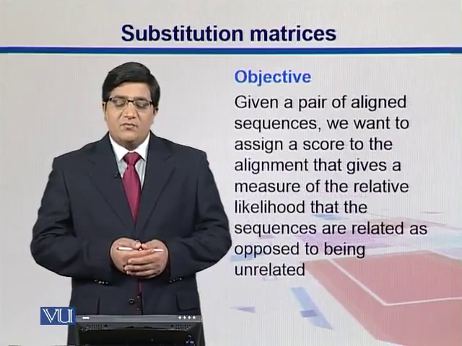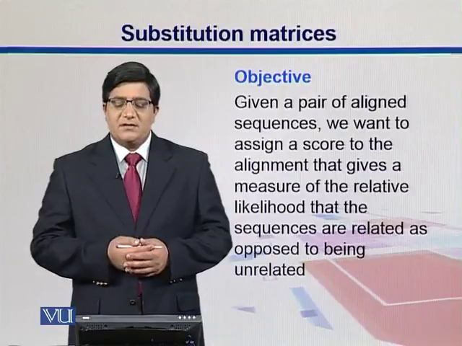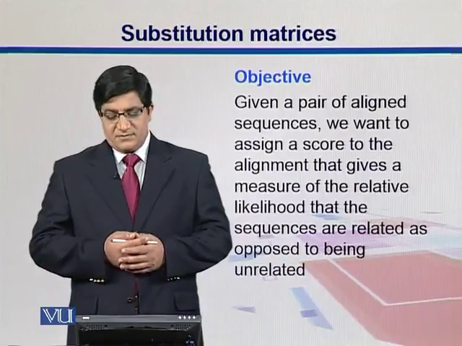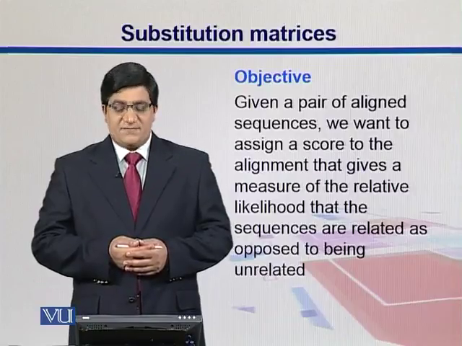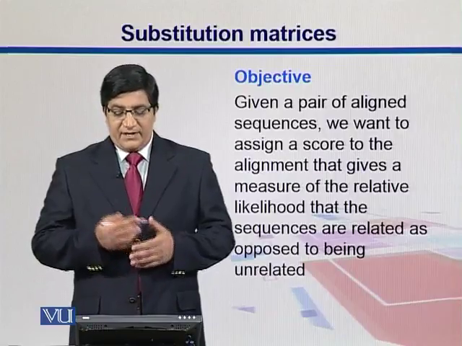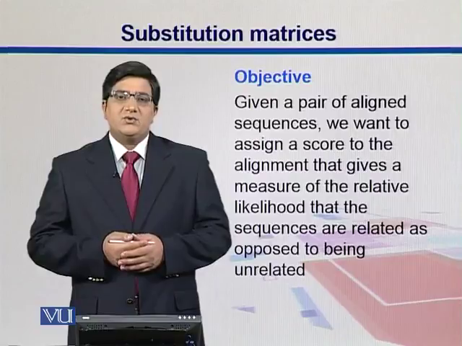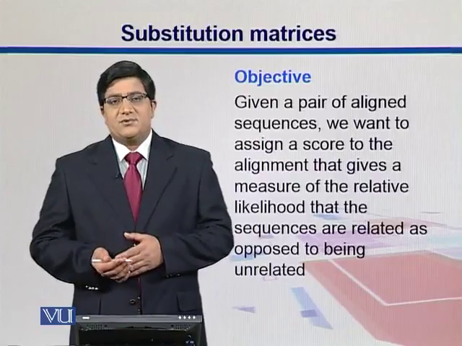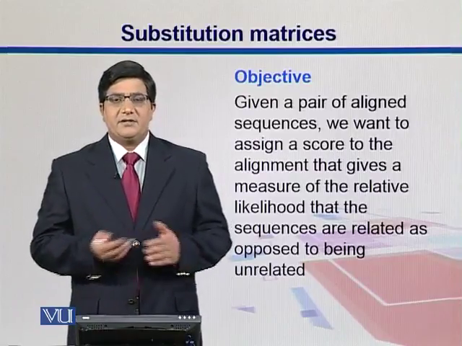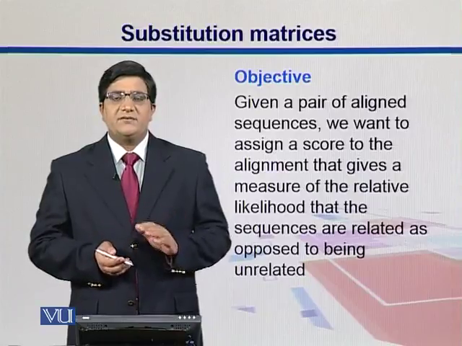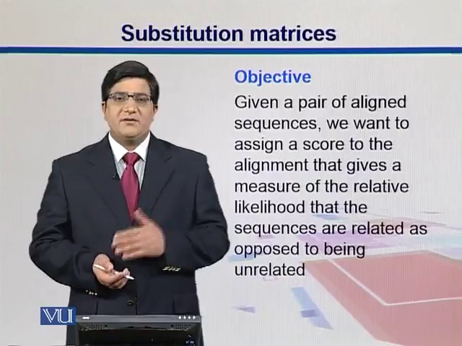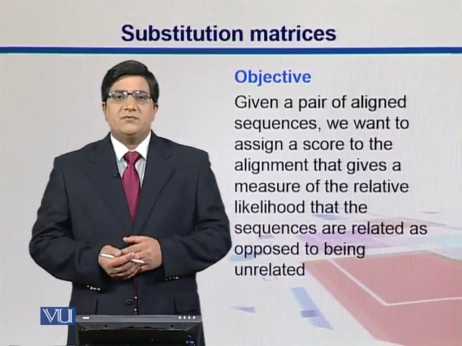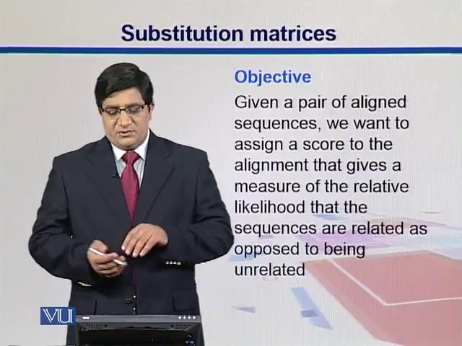So what we want to do here is, given a pair of aligned sequences, assign a score to the alignment that gives a measure of the relative likelihood that those two sequences are related as opposed to unrelated. So we are trying to estimate the likelihoods of sequences being related versus non-related, and then we convert it into this score, which we put into these matrices.